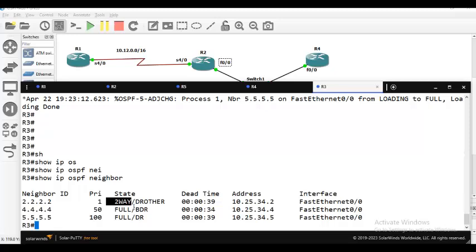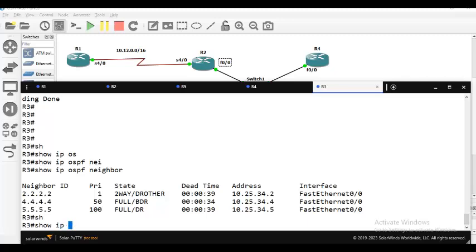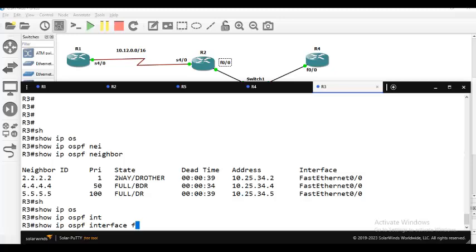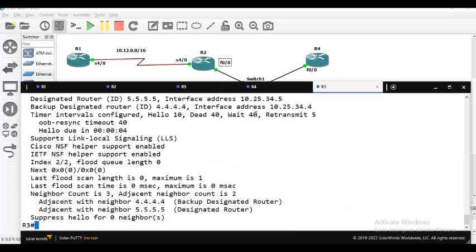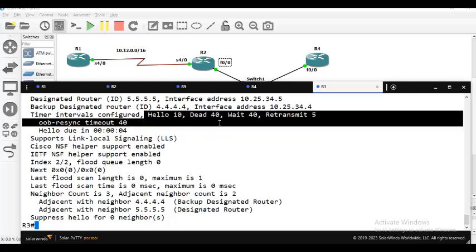Now I would like to show you the default priority on router 3. You already see here, but this is the neighbor's priority. Let's go and see here. Show IP OSPF interface F0/0. It shows the timer here. Priority. In the previous class I was showing that there is no priority for the serial interface because the priority is 0. It didn't show there.